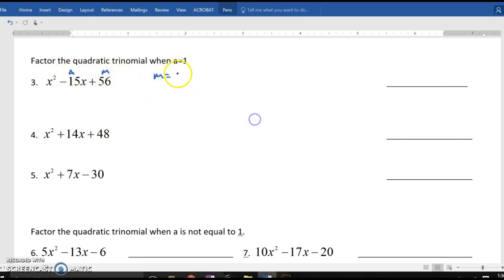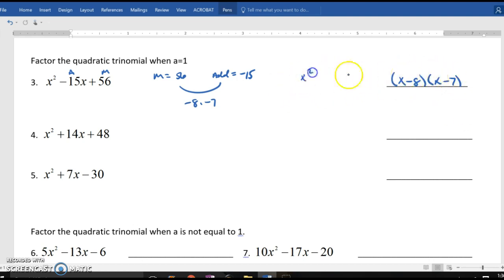So what numbers multiply to give you positive 56 and add up to negative 15? That is going to be negative 8 times negative 7. Okay, so when we factor it, x minus 8, x minus 7. And I could do a quick check if I wanted to by multiplying these out.